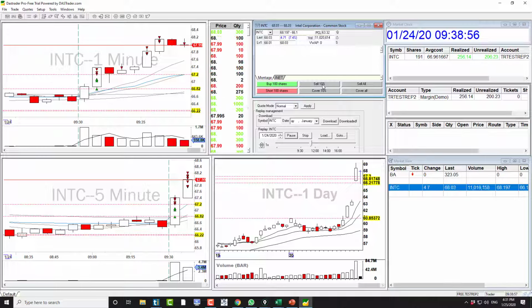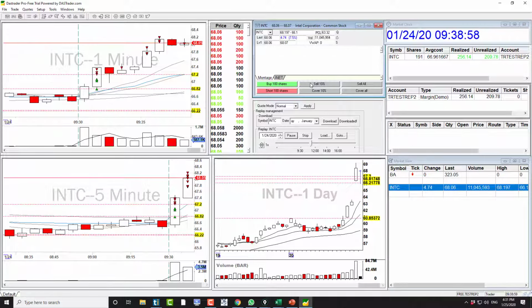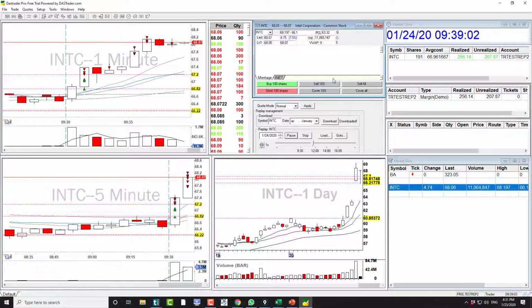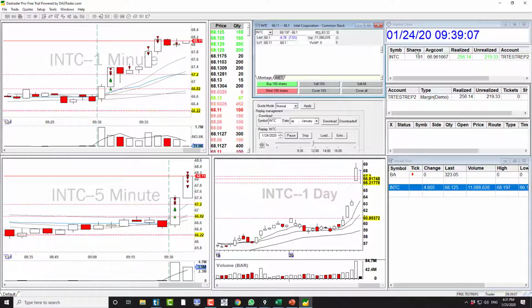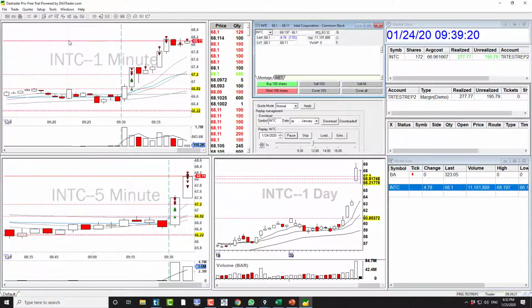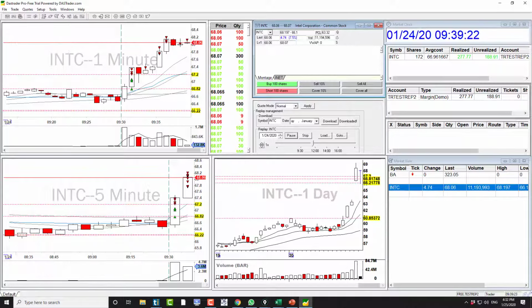Scaling out used to be very expensive. It used to be only, you know, $10 per ticket, $5 per ticket, and small share size traders had a lot of issues with that. But now everything is per share. So like 191 shares, if I press sell 10%, probably 19 shares are going to get sold. It just costs me less than 30 cents, because the commission structure has really changed. And that's the beauty of these new commission structures that brokers are moving toward.